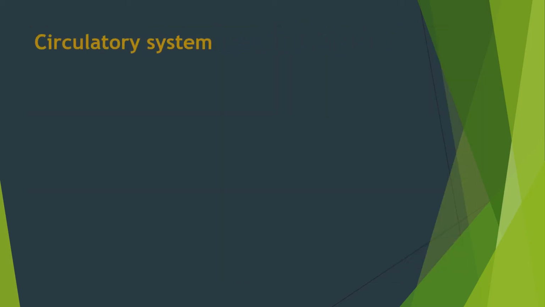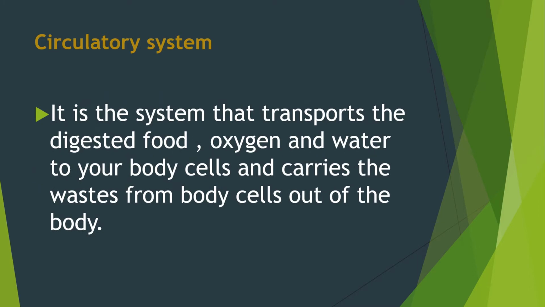So, the circulatory system is the system that transports or carries the digested food, oxygen, and water to your body cells and carries the waste from the body cells out of the body. The same as your transportation system in school, the buses carry the students from their homes to the schools and return them back home again. So, this is a transportation system. One more time, the circulatory system is the system that transports the digested food, oxygen, and water to your body cells and carries the waste from the body cells out of your body.